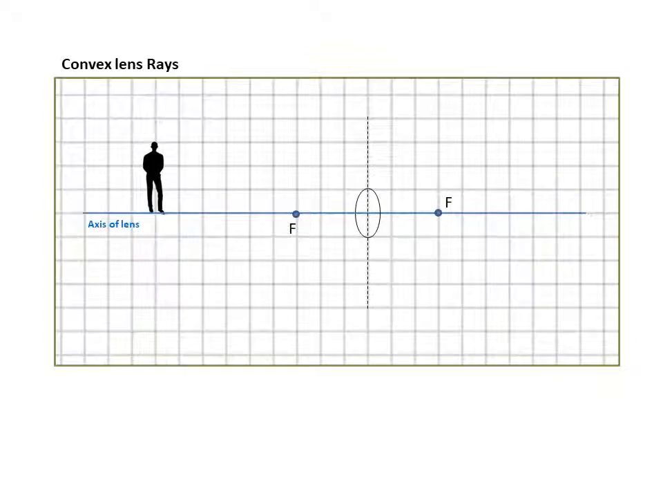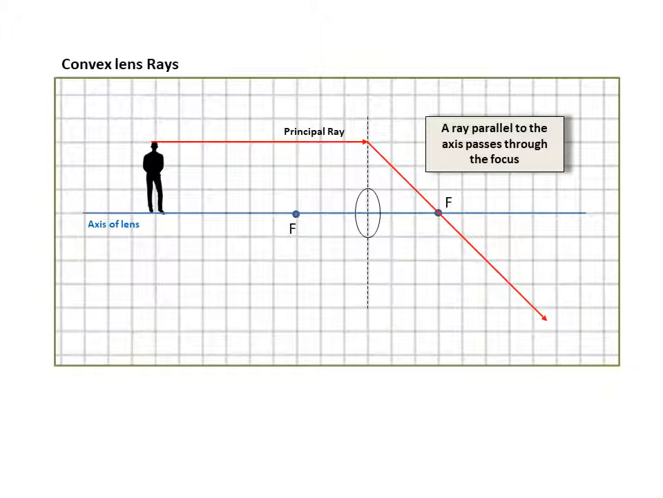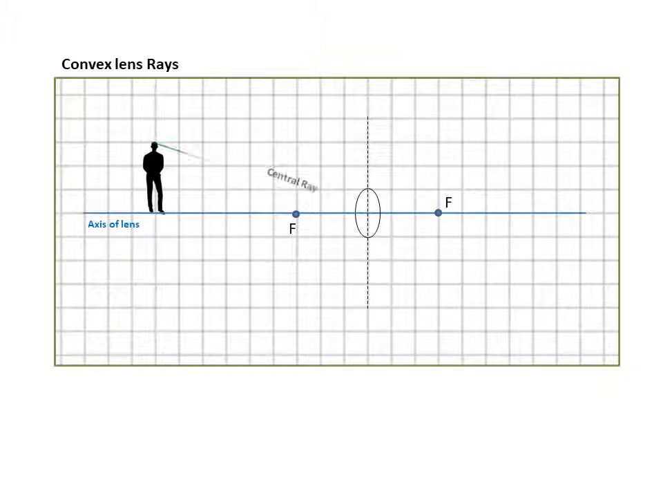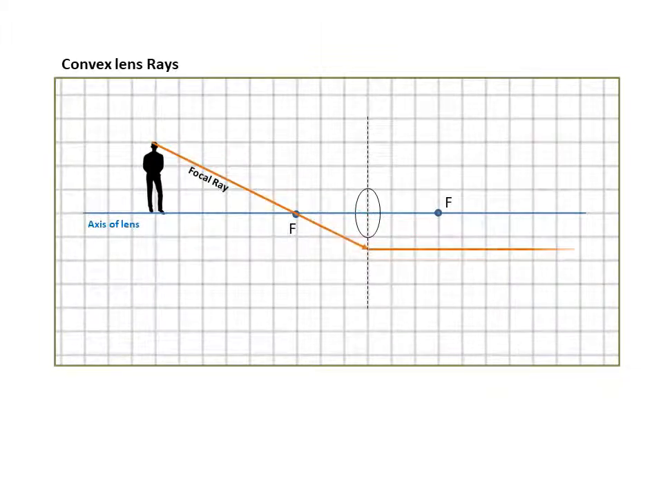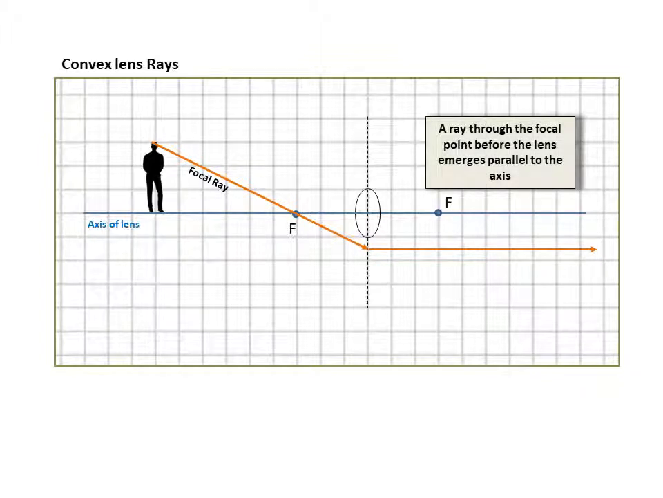Similar to a mirror, the image position of a lens can be determined using a ray diagram. First we draw a ray parallel to the axis through the focus. Next we can draw a ray that passes through the center of the lens and it will continue straight on. Alternatively, we can draw a ray that passes through the focal point prior to the lens and it will emerge parallel to the axis.